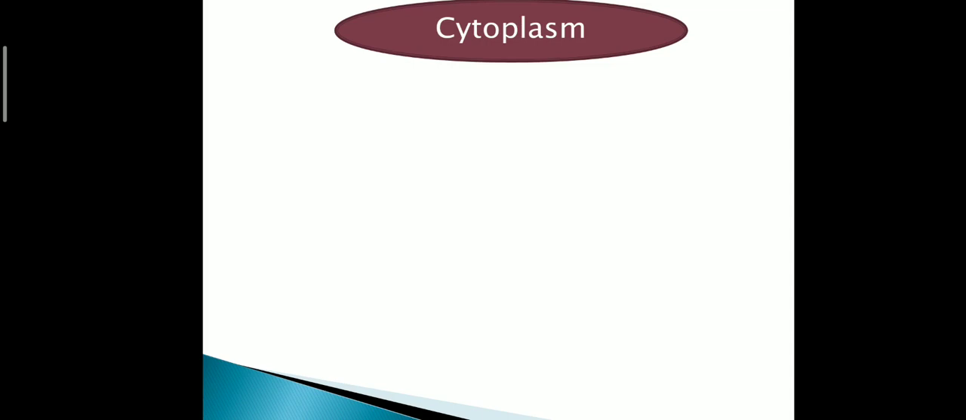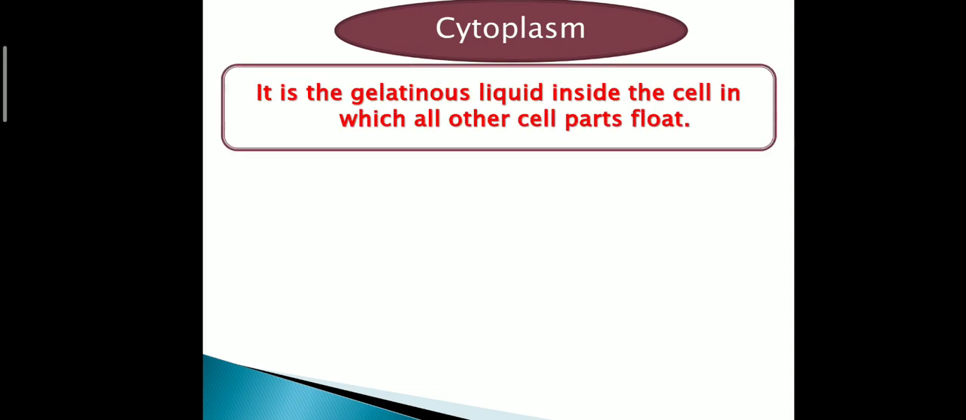After that, we will talk about the cytoplasm. We said that the cytoplasm is a gelatinous liquid, and gelatinous means a thick liquid. What is the function of the cytoplasm? All other parts of the cell float on it.